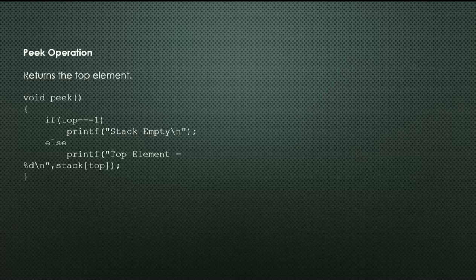Moving on to peek operation. Peek simply returns the top element. If your stack contains 10, 20, 30, peek returns 30 without removing it. Fine. Look at the peek operation. If top is equal to minus 1, I am printing stack empty. Of course. Else, print the top element, which is stack of top.